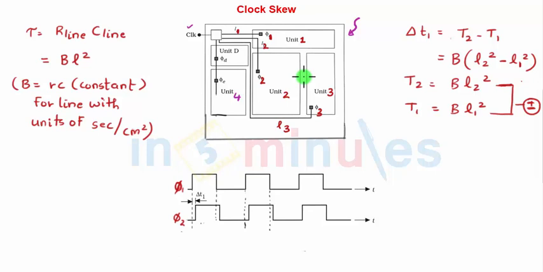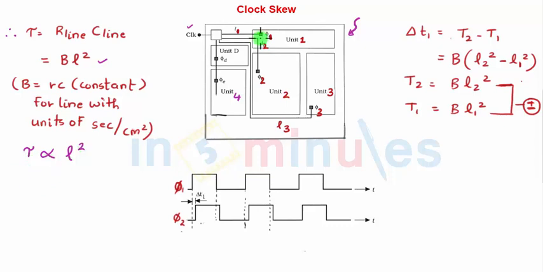In the previous clip we have already studied that the delay is given by R line into C line. In case you need to refer, go back and refer to the previous clip. And we have also said that R line into C line is nothing but B into L square, where B is equal to small rc, which is a constant for the line with units of second per centimeter square. So this relation tells me very clearly that my delay is directly proportional to length square, L square, which means that as the interconnect length keeps on increasing, my delay will keep on increasing.